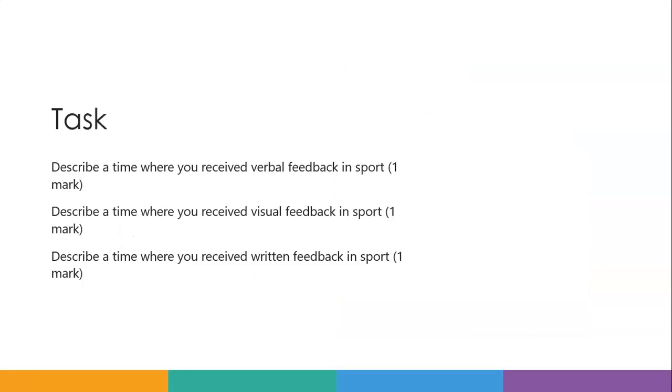Task time. Describe a time where you received verbal feedback in sport. It doesn't have to be in school, it could be outside of school as well. Describe a time where you received visual feedback in sport. 1 mark. Describe a time where you received written feedback in sport. 1 mark. Now remember, it's 1 mark for each, 3 points of description for each. Put it on a piece of paper. You're going to need it later in the week. Pause the video here.